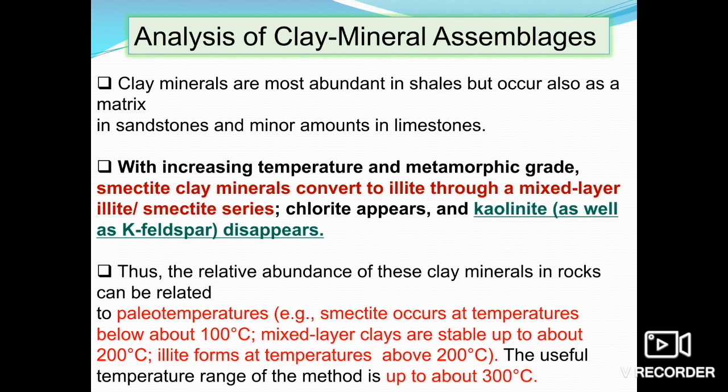Thus, the relative abundance of these clay minerals in the rocks can be related to paleotemperature. Smectite occurs at temperatures below about 100 degrees, mixed layer clays are stable up to about 200 degrees, and illite forms at temperatures above 200 degrees. So that temperature range is very important. Smectites form below about 100 degrees, mixed layer clays at about 200 degrees, and illite at temperatures above 200 degrees. So the useful temperature range of the method is up to 300 degrees.